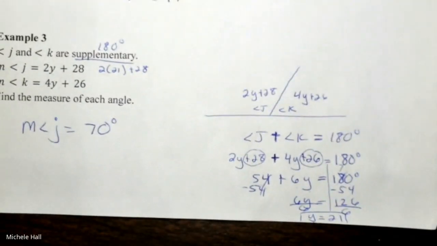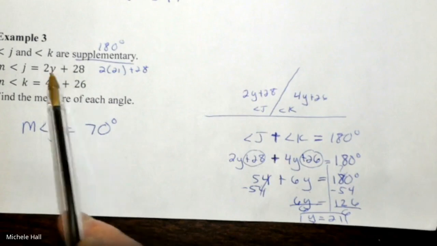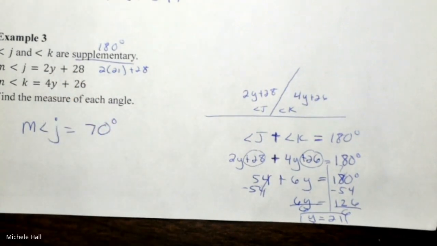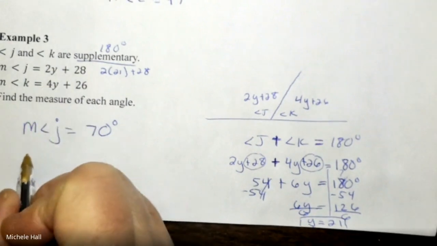How about you, Thomas? How you doing on this part? Right? Once we find out what y is, all we got to do is go back and substitute it into the expression, and we'll know what J is. Got to find K, too.